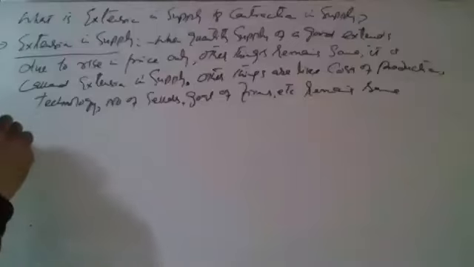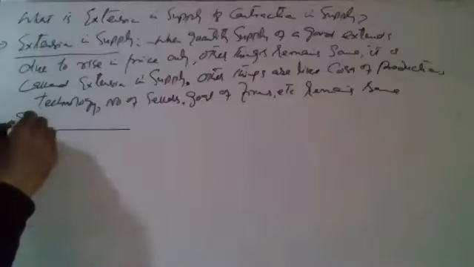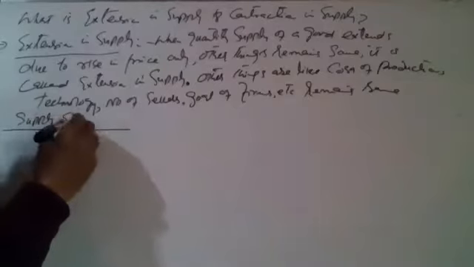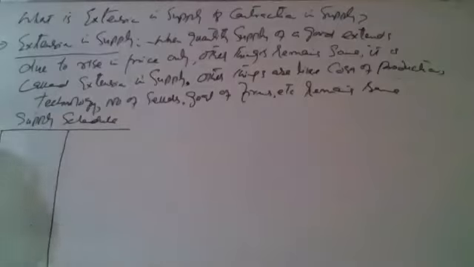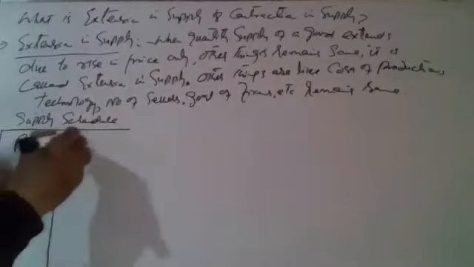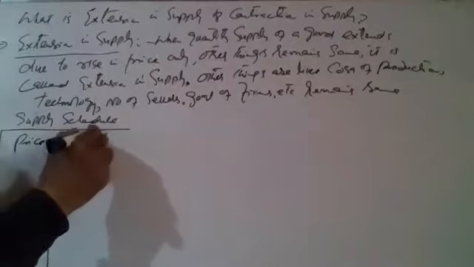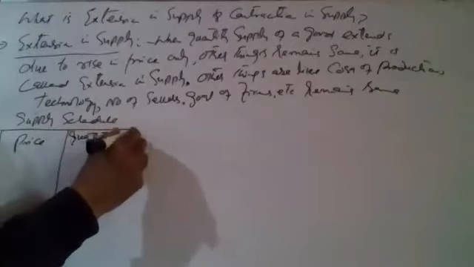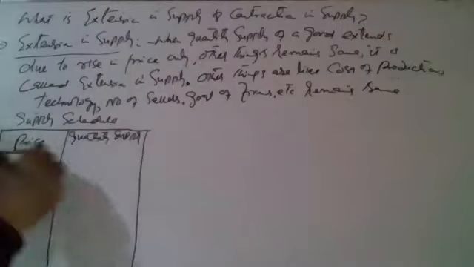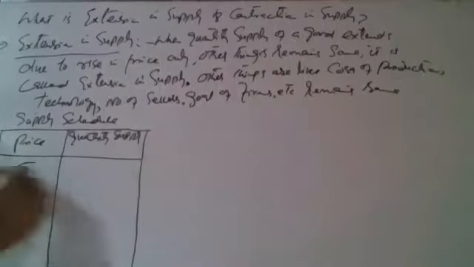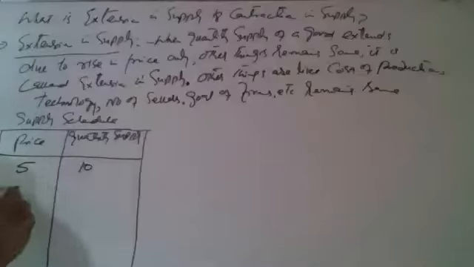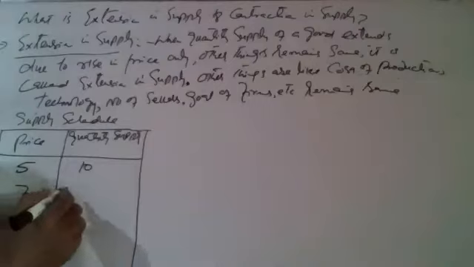We can explain it with the help of a supply schedule also. How to show extension in supply from a supply schedule? We have price and we have quantity supplied. For example, price is 5, quantity supplied is 10. Price extends to 7, quantity supplied extends to, for example, 15.